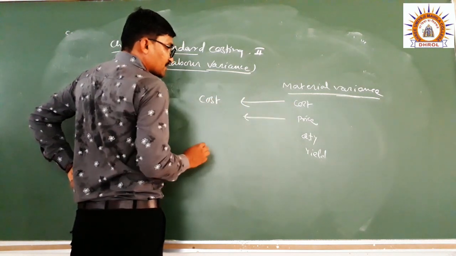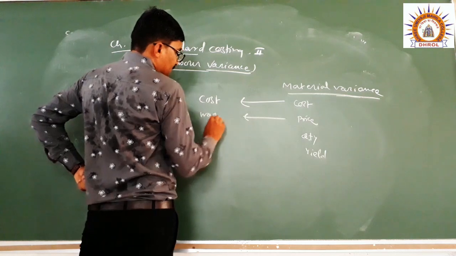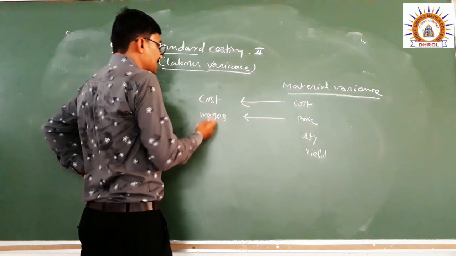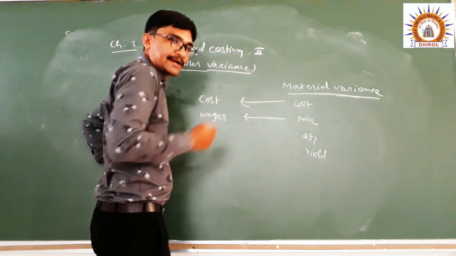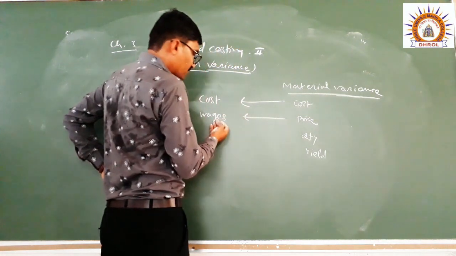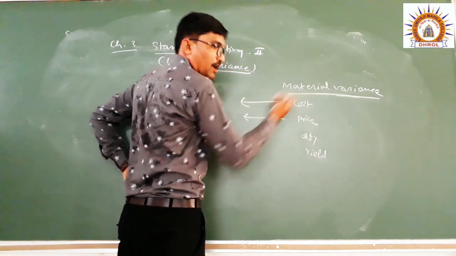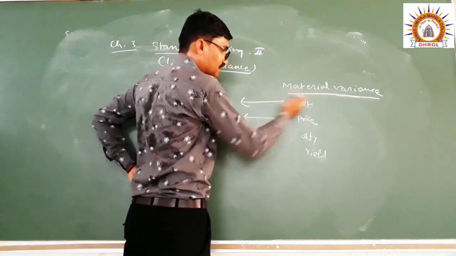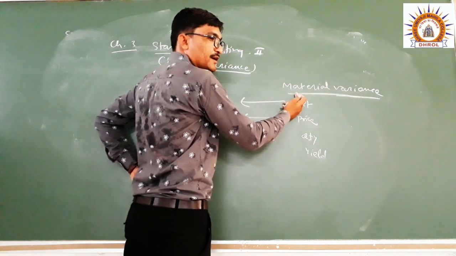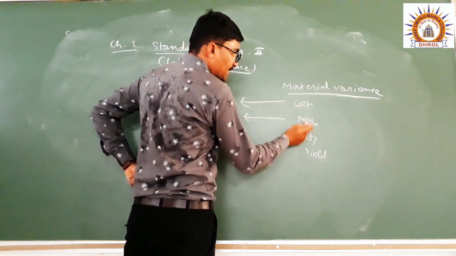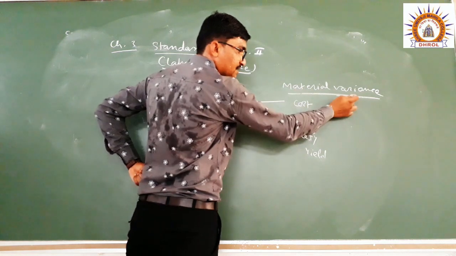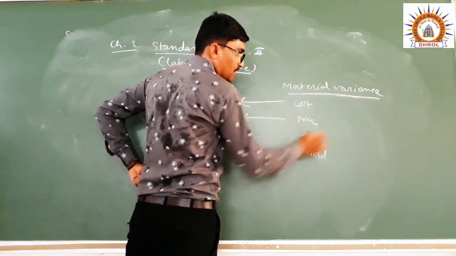Then in labor variance, again the same here, you will find out the labor cost variance. Labor wages, here the price, here the wages, because wages are paid to laborers, we all know that. And here the price of material. Here you are required to calculate the material price variance, material cost variance, material quantity variance, and material yield variance.